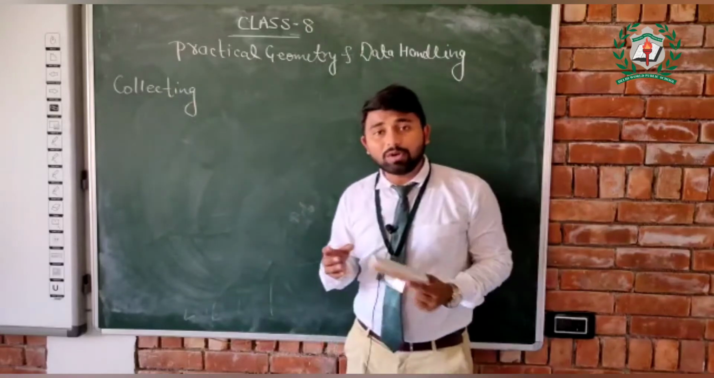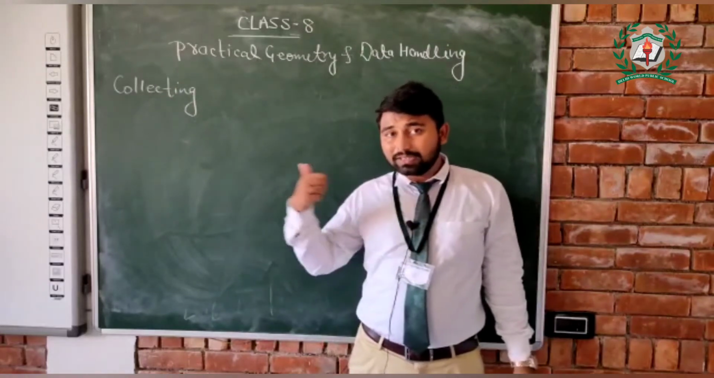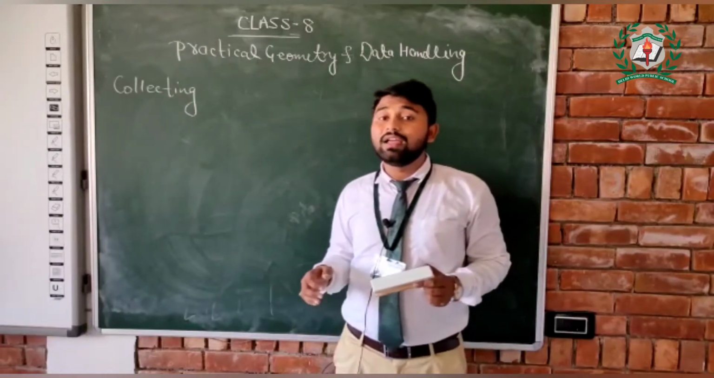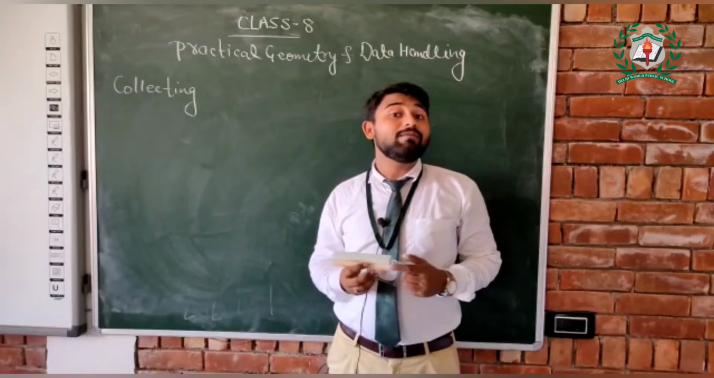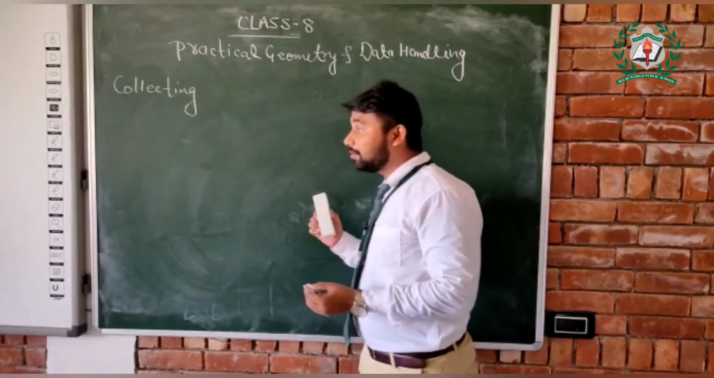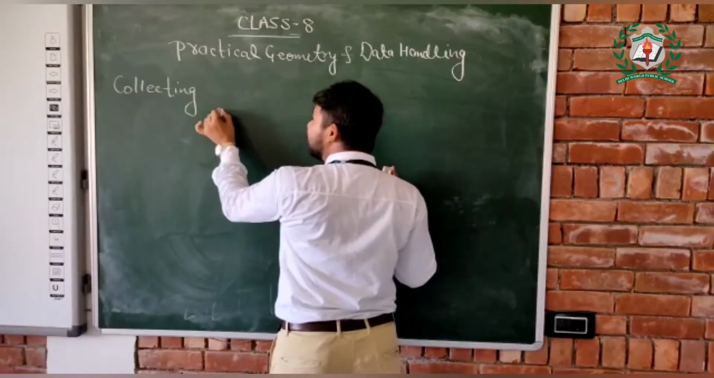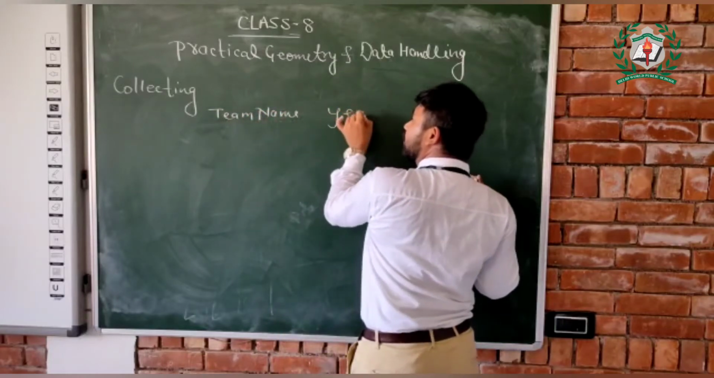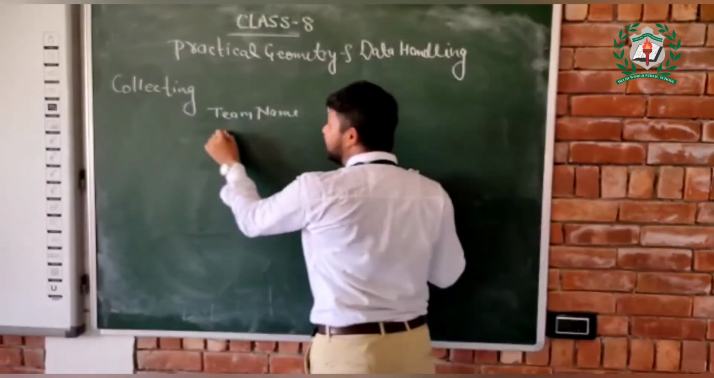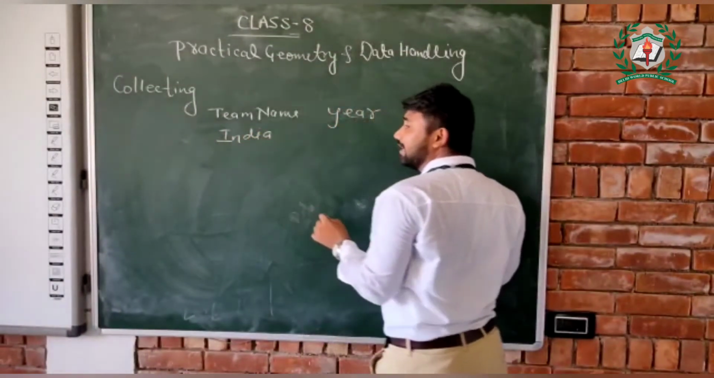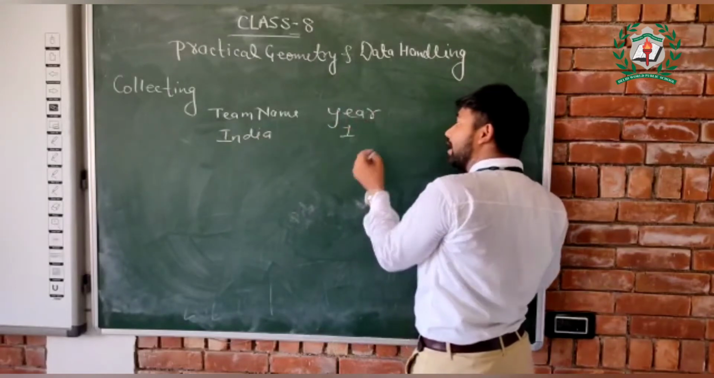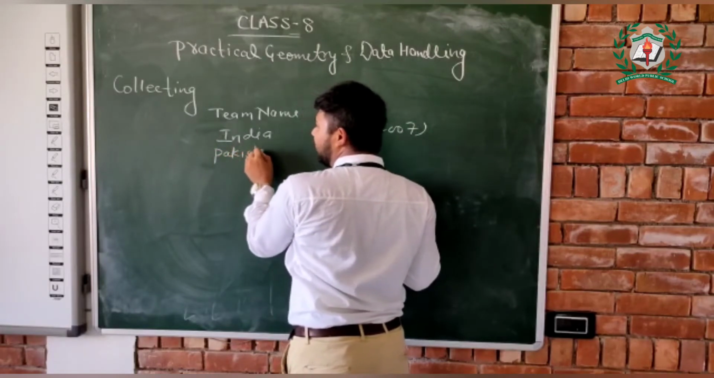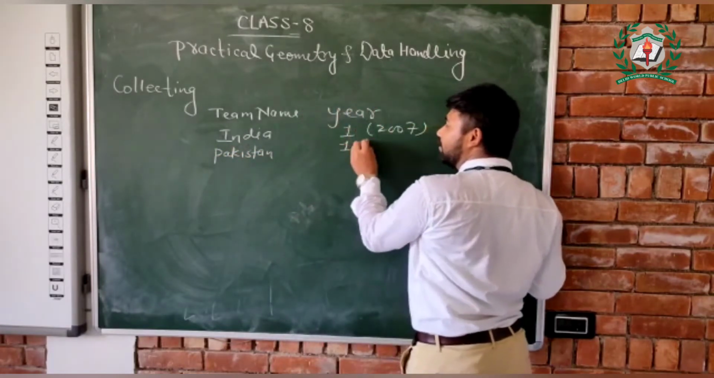I am going to take one example regarding the T20 World Cup. Since 2007 to 2018, seven or eight World Cups have been played. I am going to write the winning team name and the year in which that team won. First one is India: India won the T20 World Cup for the first time in 2007. Pakistan won the T20 World Cup for the first time in 2009.